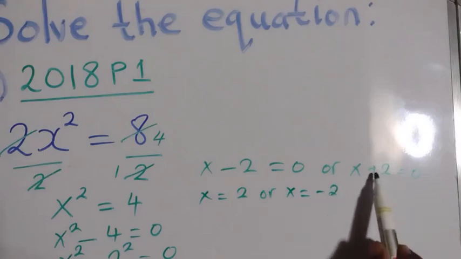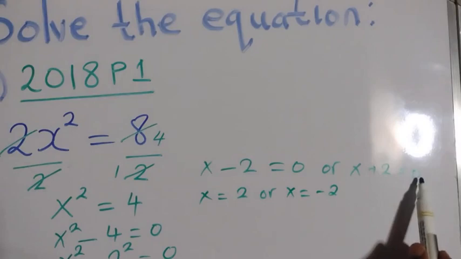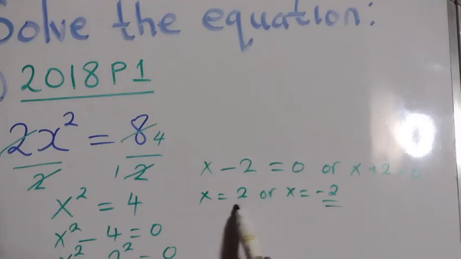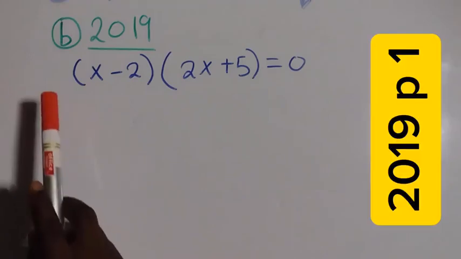This positive 2, when it goes to where 0 is, becomes a negative. And this negative 2, when it goes to where 0 is, becomes a positive. So these are the two possible values of x. Let us now look at another question. Here is our question B.